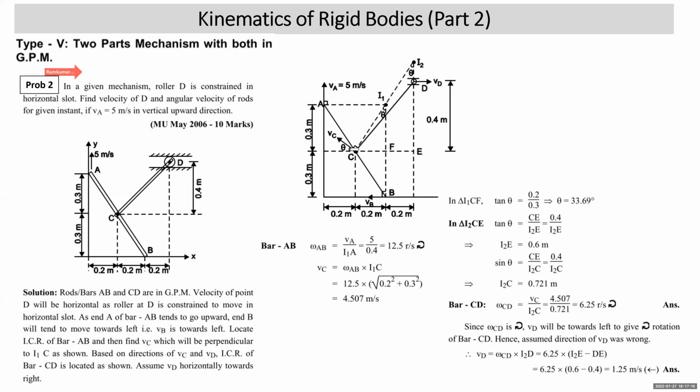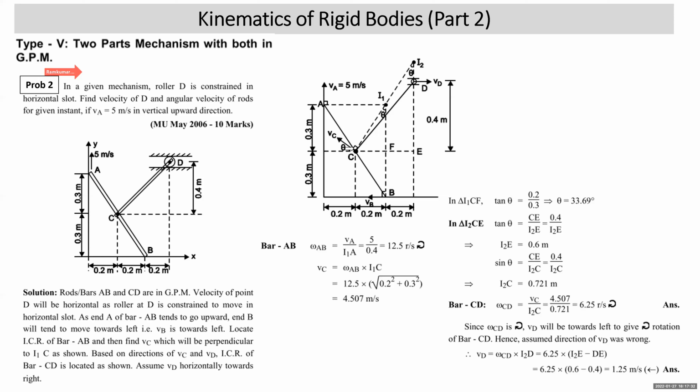Now you have to go to the bar CD. You can go to the bar CD only when the velocity of point C is known to you, because point C is the connection. The two parts are connected by an internal hinge at C. So first you have to find the velocity of point C. Then only you can go to the motion of part CD.